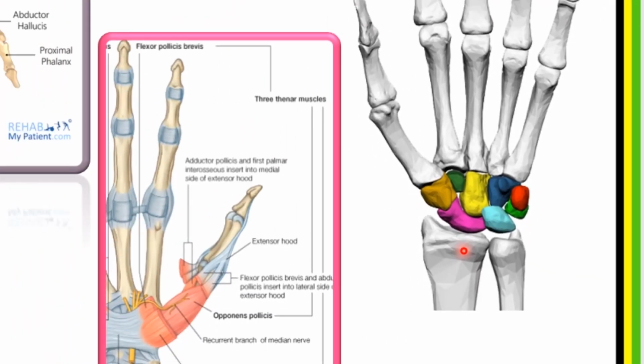Its insertion is on the lateral side of the base of the proximal phalanx. Remember, the opponens pollicis inserted at the level of the metacarpal 1. The abductor pollicis brevis has a more distal insertion, and this is at the base of the proximal phalanx. So here is the metacarpal, where we saw the insertion of the opponens pollicis. Here is the base of the proximal phalanx for the attachment of the abductor pollicis brevis. It also is inserted into the extensor hood.